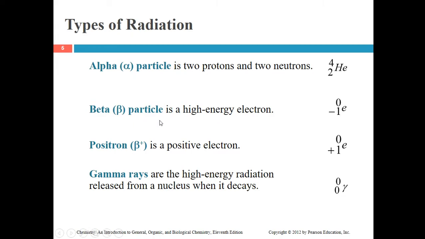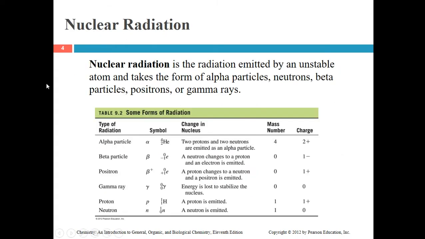Now, a beta particle, yes, it's a high energy electron, and you go, wait, you just promised us we're not talking about electrons outside of the nucleus. But you look back here, what happens, a neutron changes to a proton, and in so doing, you've got to have an electron that's emitted. So in the change, this is what happens. Now you'll notice the charge is a -1, and the mass is nothing. It's 0.